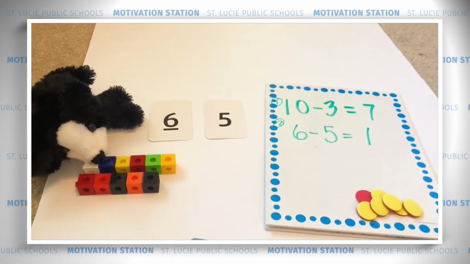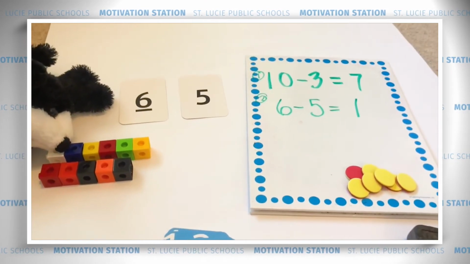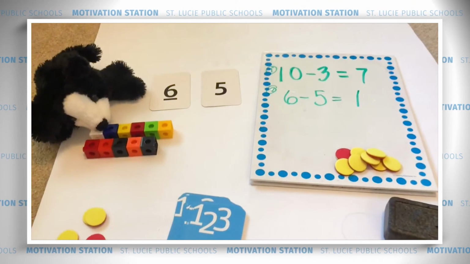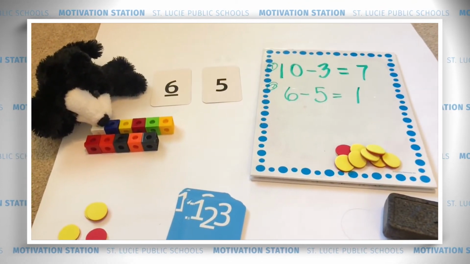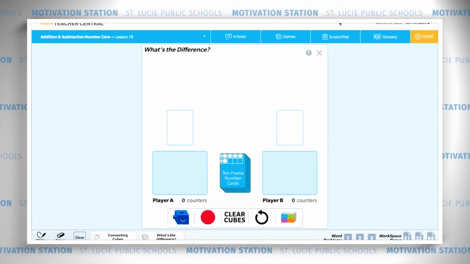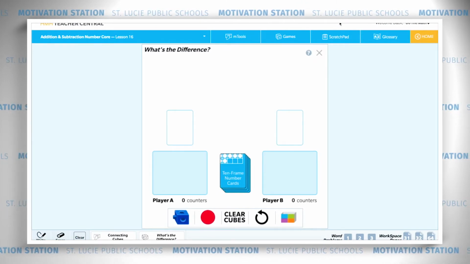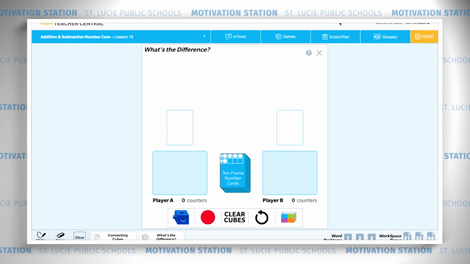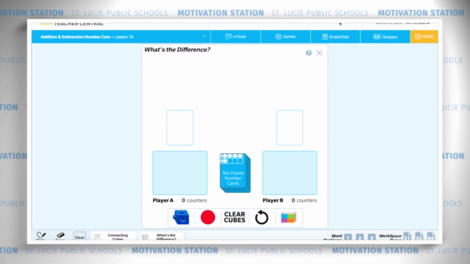I know, it was me again. Yay! I get 1 more counter. Awesome. Now let's go do a few rounds online using our M tools. Now do a few more rounds of what's the difference so that our friends at home can really understand the rules of the game, and we'll see who wins. We have a few more rounds to do, so let's start.